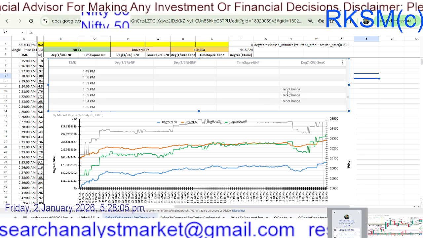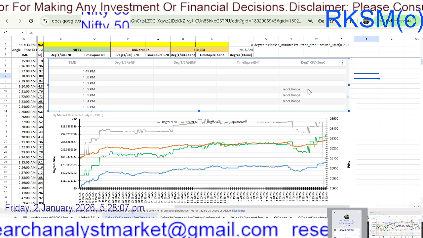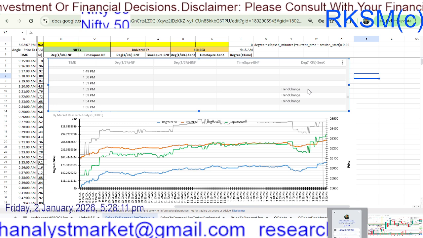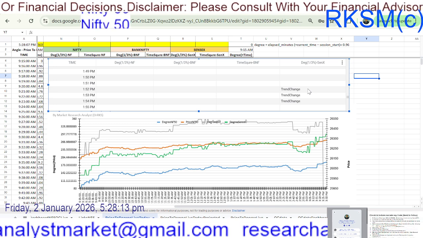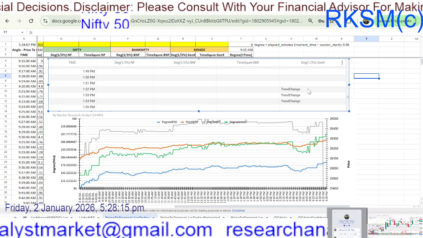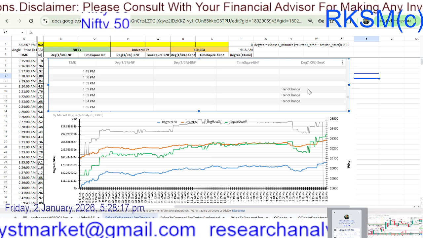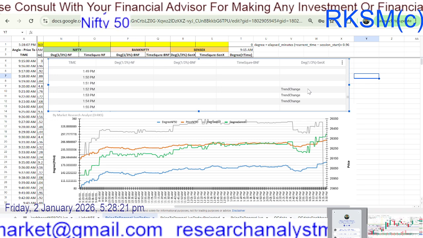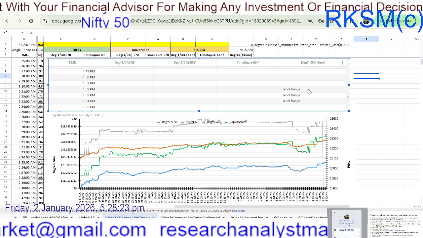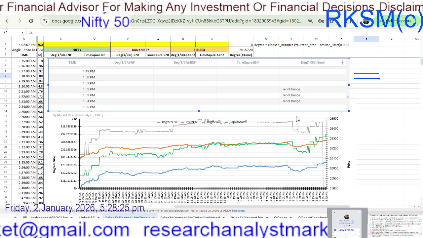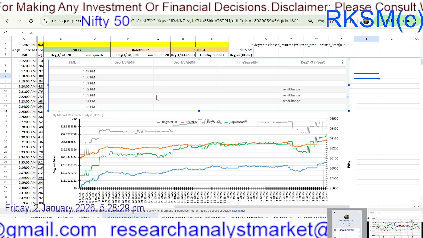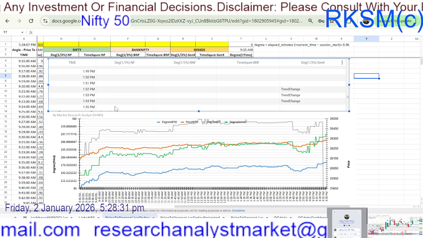This is very helpful if you miss the entry initially. As you know, the price will not go only one way; it will retrace and come back, and then you have another opportunity to make a re-entry. So this was the re-entry point here, around 2:50 to 2:55.